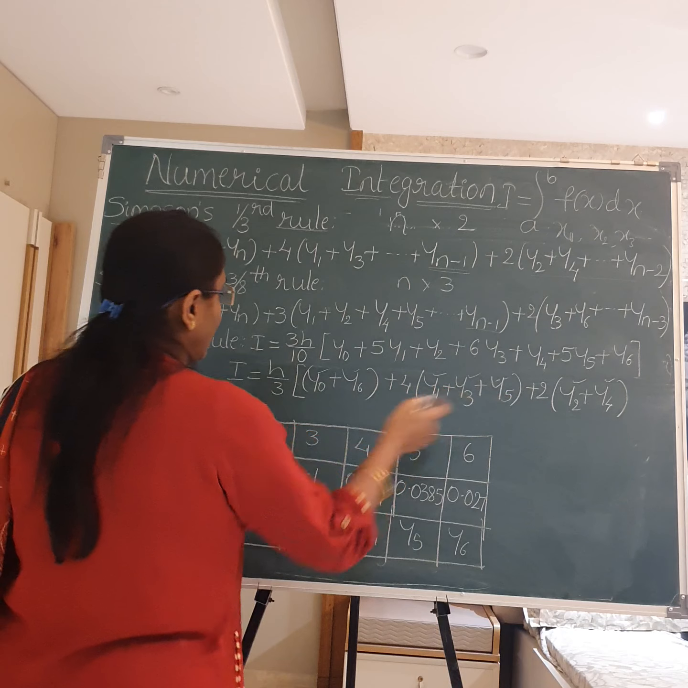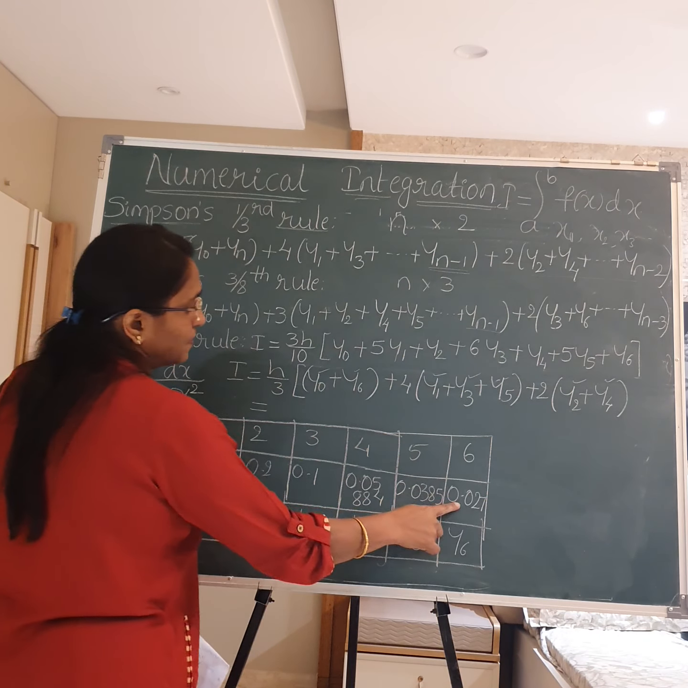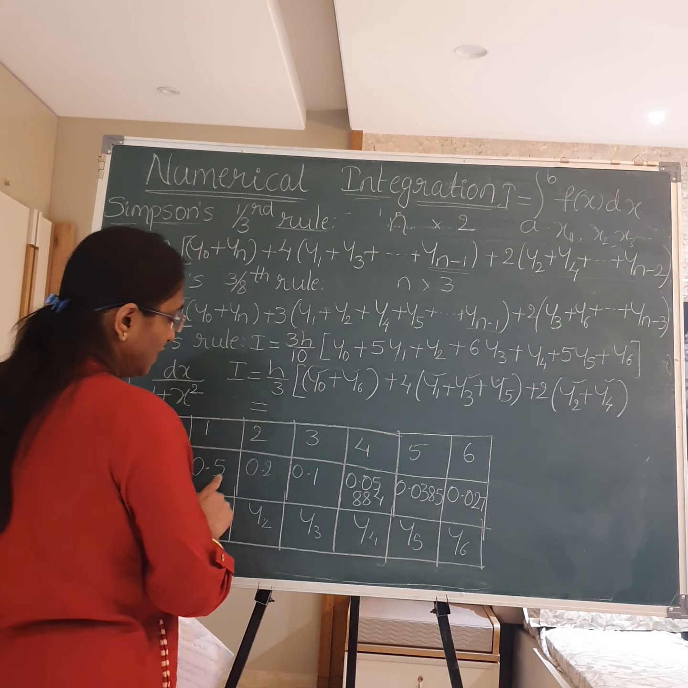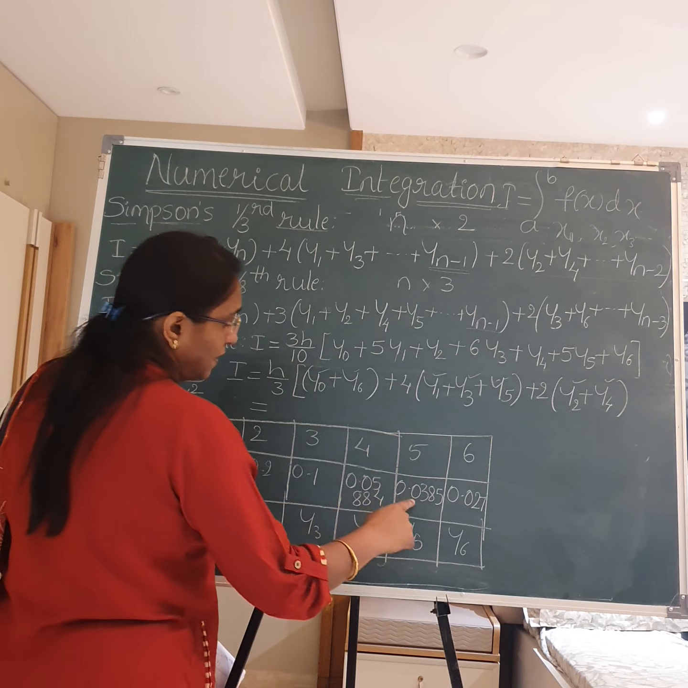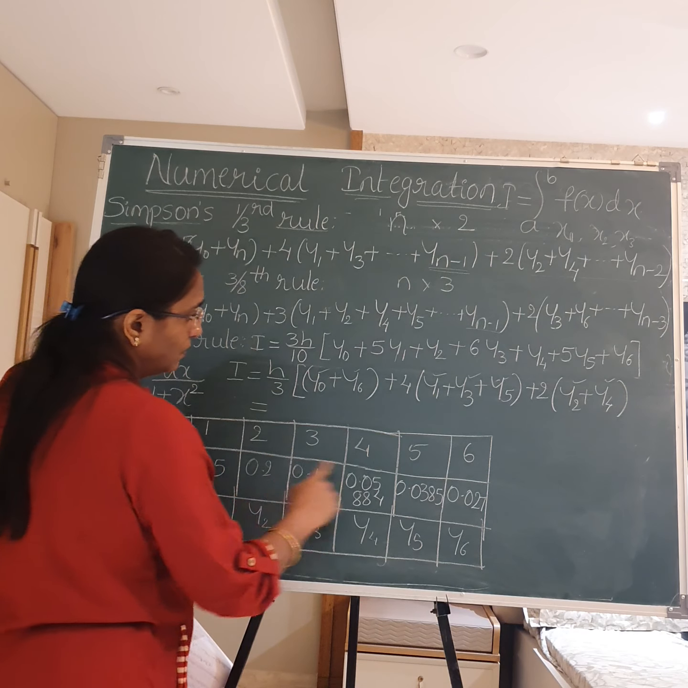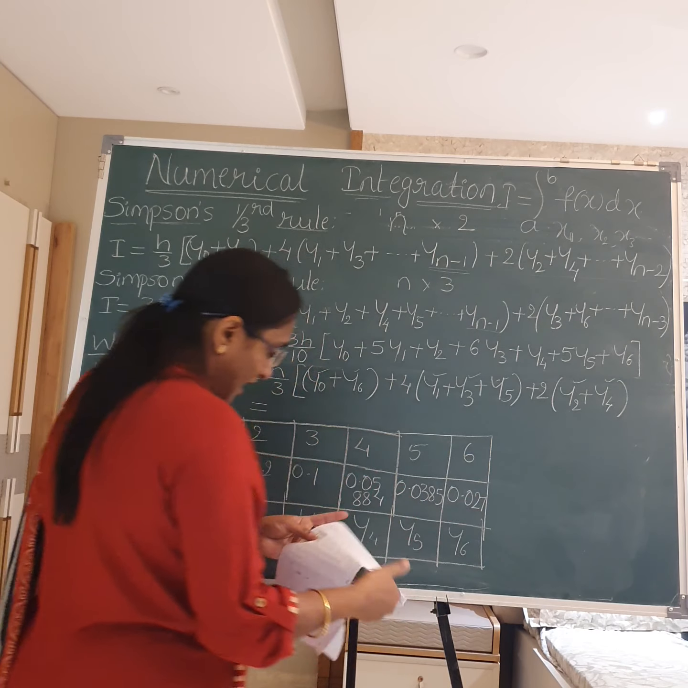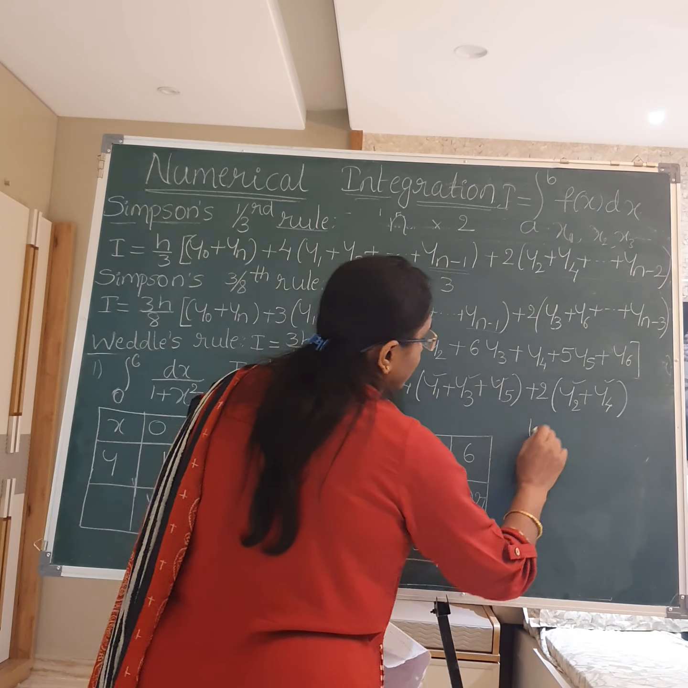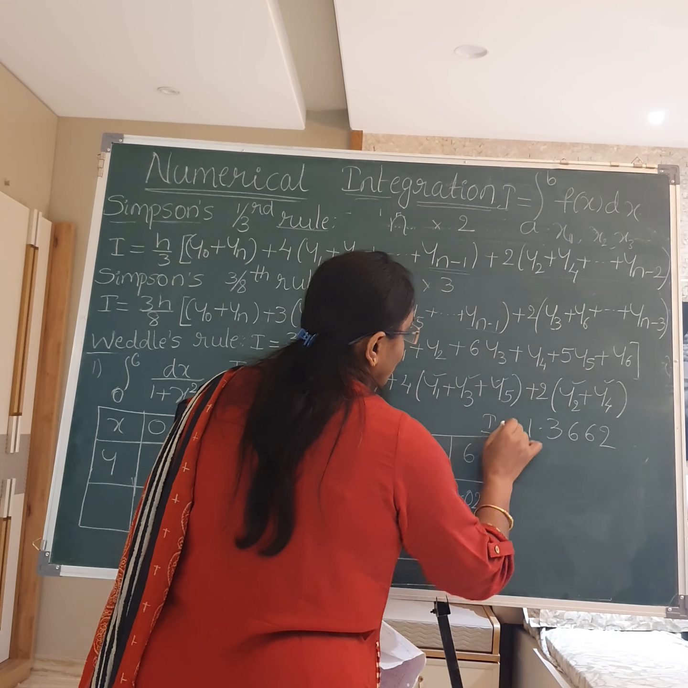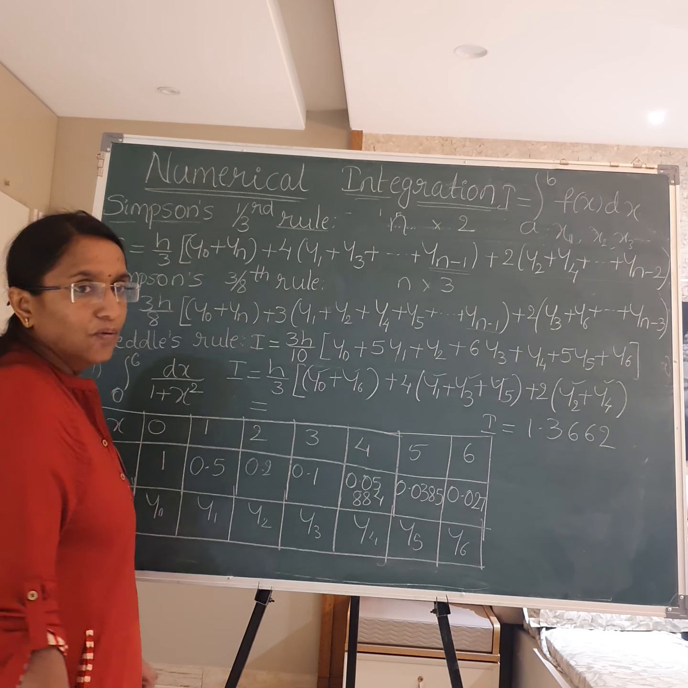Substitute here all the values. H is 1, so H by 3. Y0 is 1 plus 0.027 plus 4 into Y1 is 0.5 plus Y3 is 0.1 plus 0.0385 plus 2 into 0.2 plus 0.05884. You will get the answer as 1.3662. I is equal to 1.3662. This is Simpson's 1/3 rule.